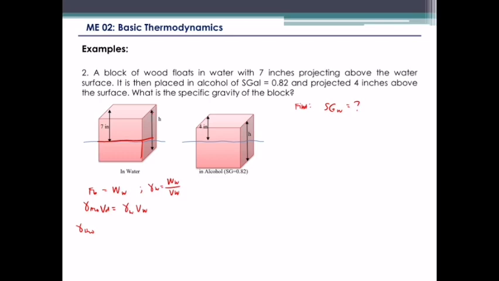If this is H, class, and this is 7, therefore, this height is H minus 7. So, area times H minus 7. That is the volume that is below. Total volume of the wood is area of the bottom and the height, which is H.